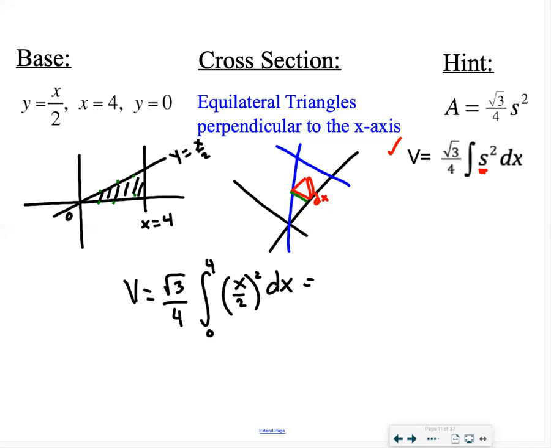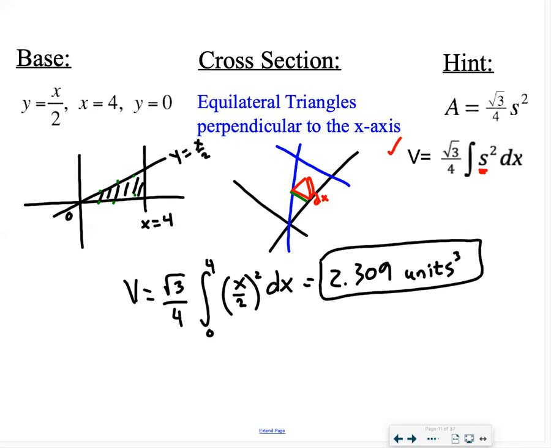Okay. Should get, let's see, 2.309. Make sure you can get that. If not, let me know.